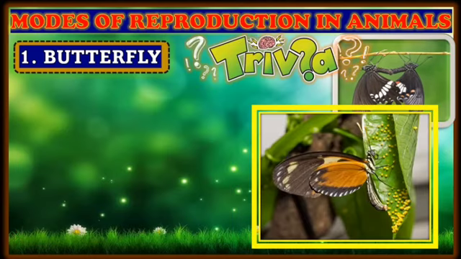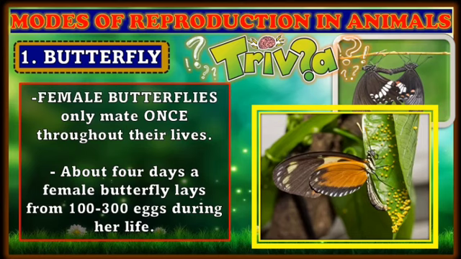We have a trivia here about butterflies. Female butterflies only mate once throughout their lives, but male butterflies can mate more than once. So yung babae, limitado lang. Pero sa lalaki ay one to sawa. About every 4 days, a female butterfly lays from 100 to 300 eggs during her life, but only about 2% will survive as a result of various environmental conditions and other animals.